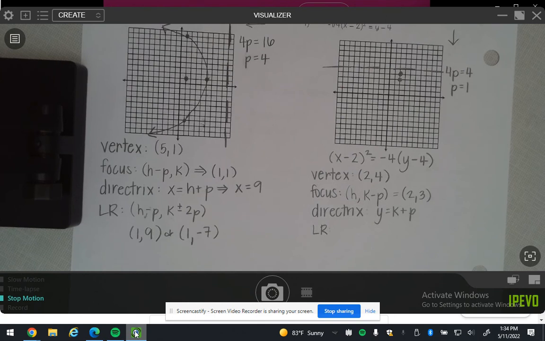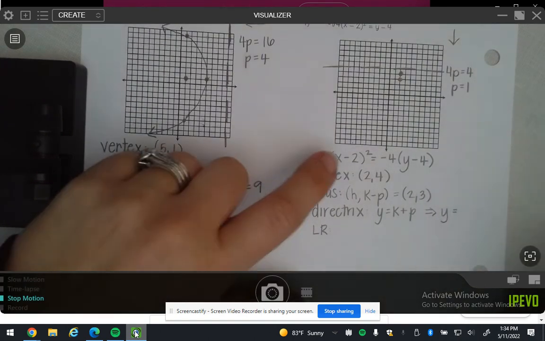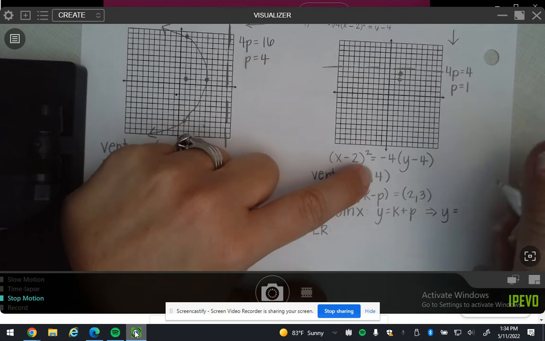What is k plus p? Okay, so this is y equals k, which is 4, plus 1, which is 5.